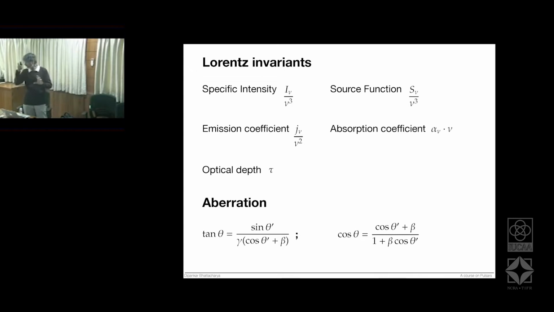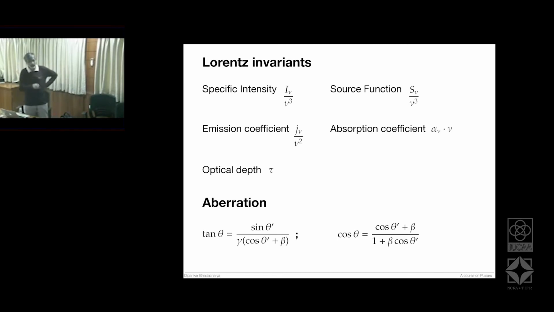Let's say in the prime frame, a photon is emitted at an angle theta prime with respect to the velocity axis. In the observer's frame, or in the other frame which is moving at Lorentz factor gamma, that same emission is seen to take place at an angle theta. And these two are connected this way. Tan theta is sine theta prime divided by gamma times cos theta prime plus beta, and cos theta is cos theta prime plus beta divided by 1 plus beta cos theta prime. If you know theta prime, you can get theta.